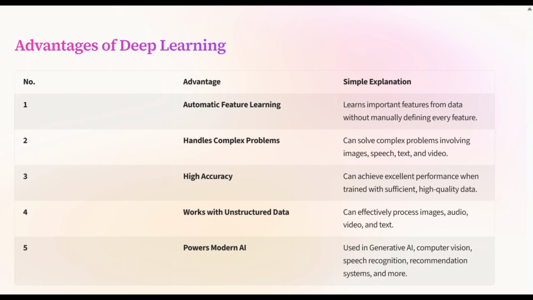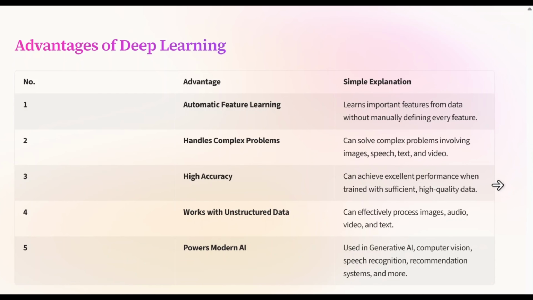And finally, deep learning is behind many modern AI technologies, including computer vision, speech recognition, recommendation systems and generative AI. Nowadays Netflix is also using deep learning algorithms behind the scenes for the recommendation system. But deep learning is not perfect. Along with these advantages, it also has some important disadvantages.